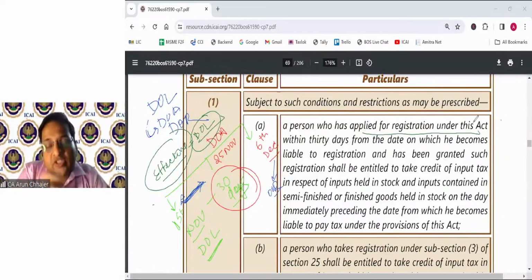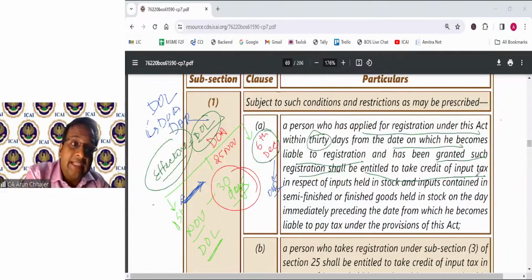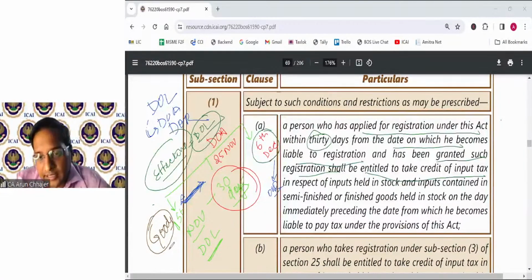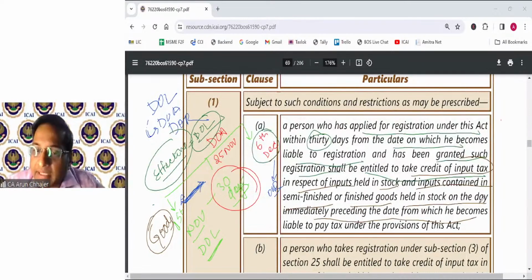A person who has applied for registration under this Act within 30 days from the date he is liable to take registration and has been granted such registration shall be entitled to take the credit of input tax held in stock, semi-finished or finished goods. He can take the ITC only on goods, not capital goods, not input service. It is saying that credit of input tax in respect of inputs held in stock, inputs contained in semi-finished goods or finished goods held in stock on the day immediately preceding the date from which he becomes liable to pay the tax under the provisions of this Act.